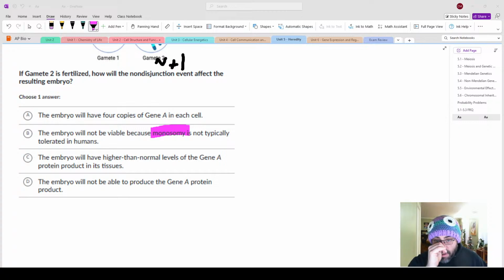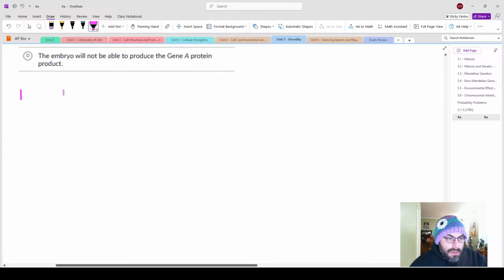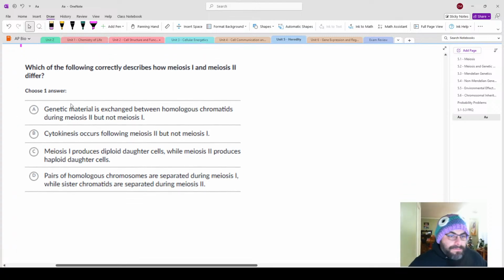Which of the following correctly describes how meiosis 1 and meiosis 2 differ? Okay, well, let's look. All right. So before I even go look at the answers, I'm gonna say the things in my mind. How do meiosis 1 and meiosis 2 differ? At the end of meiosis 1, I have 2 haploid cells.